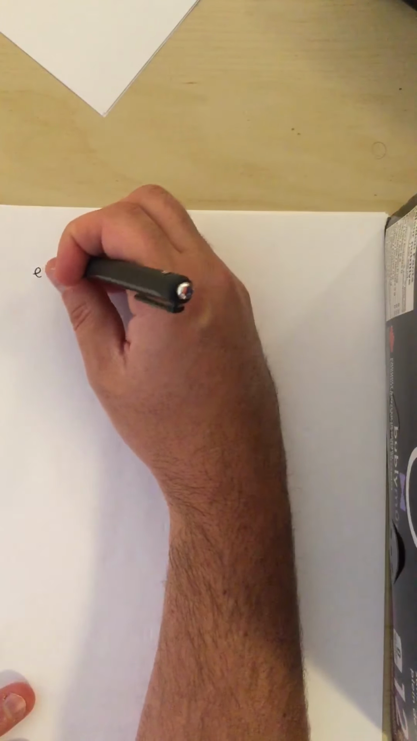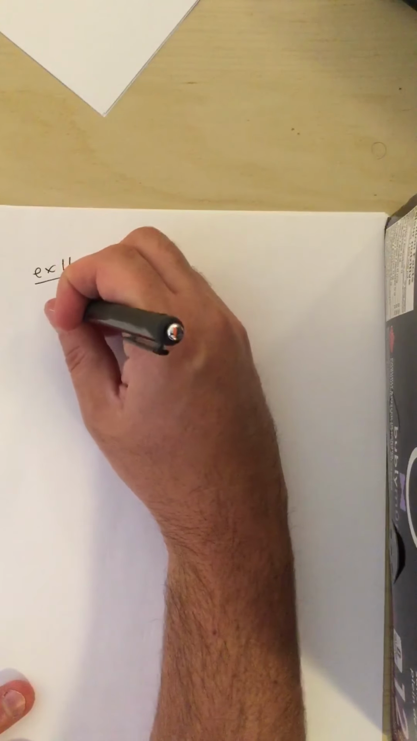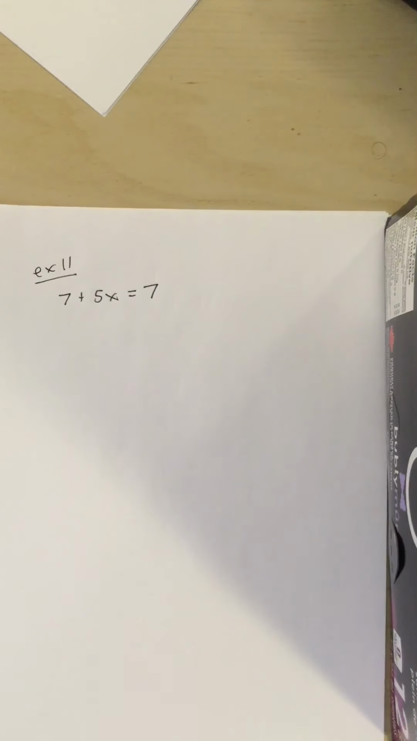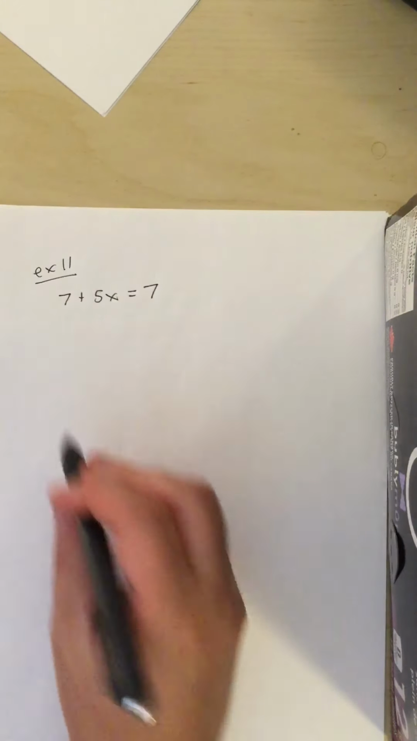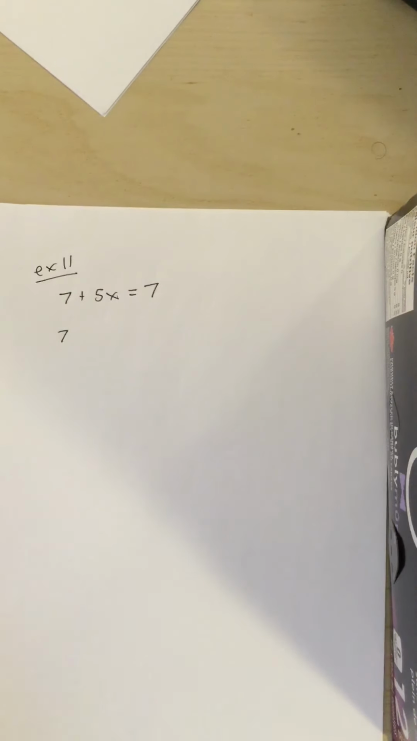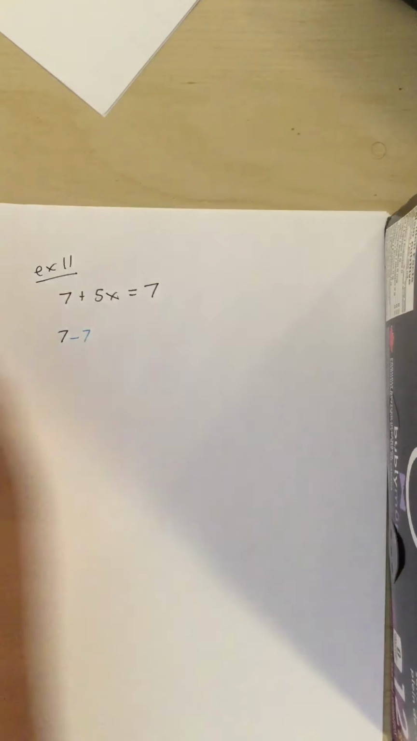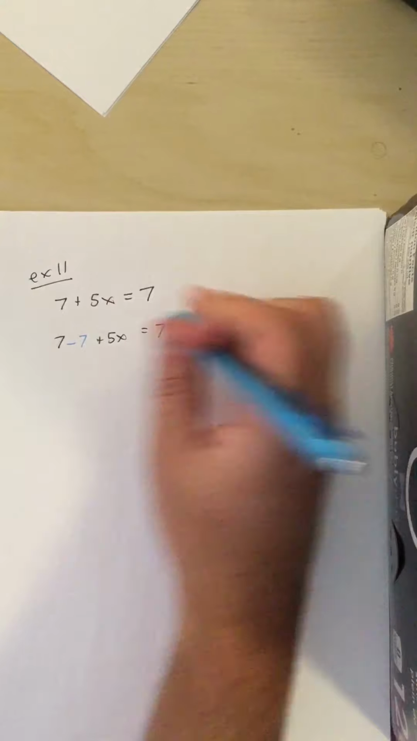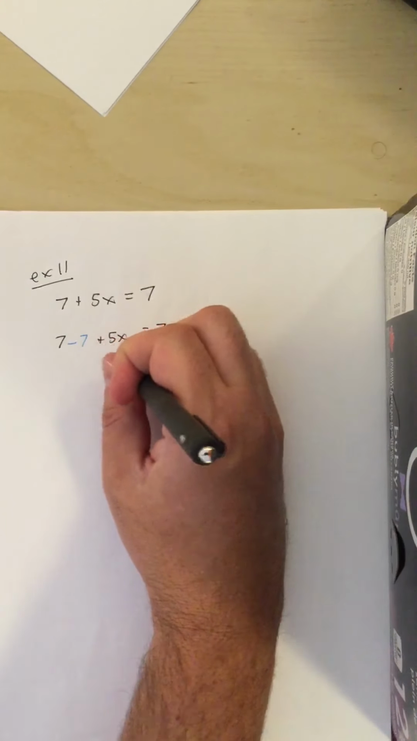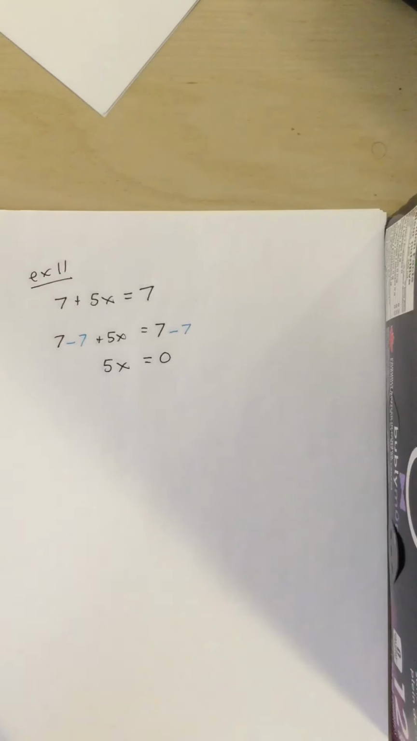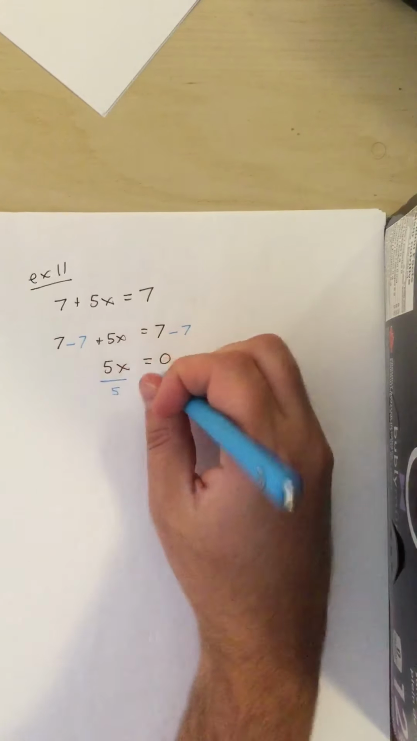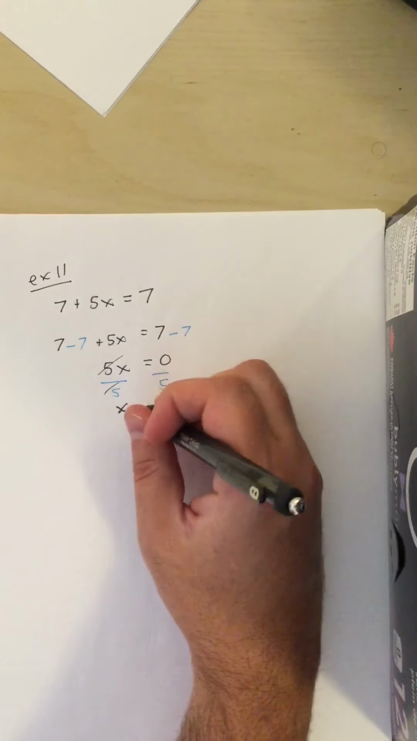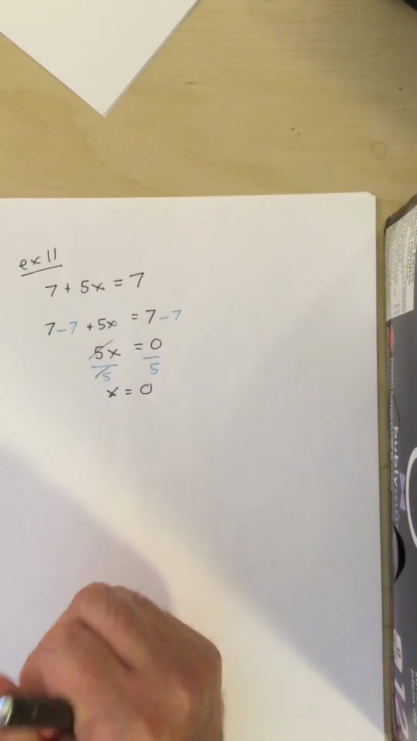Example 11. 7 plus 5x equals 7. This doesn't look especially difficult, but something weird is going to happen. We're going to move the 7 first. 7 minus 7 plus 5x equals 7 minus 7. These go away. 5x equals 0. Is that a problem? No. We divide both sides by 5. These things cancel. We get x equals, and 0 divided by 5 is 0. And that's the answer.